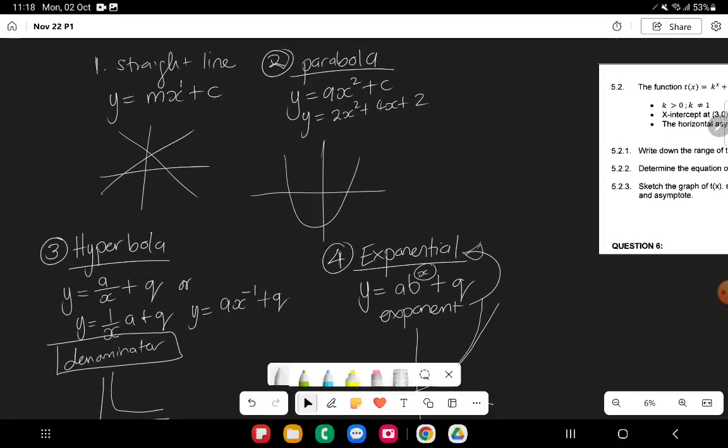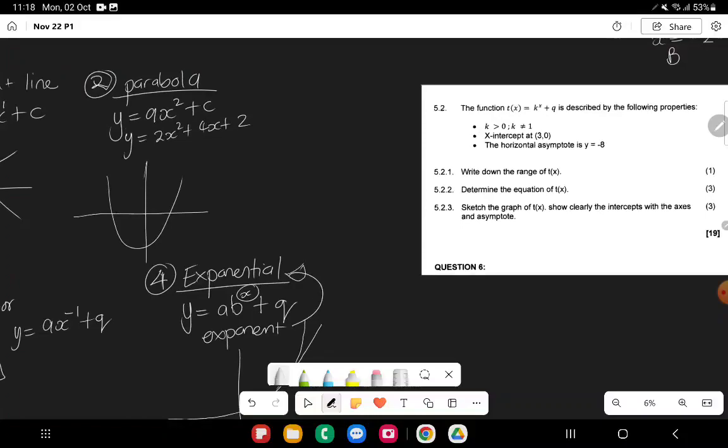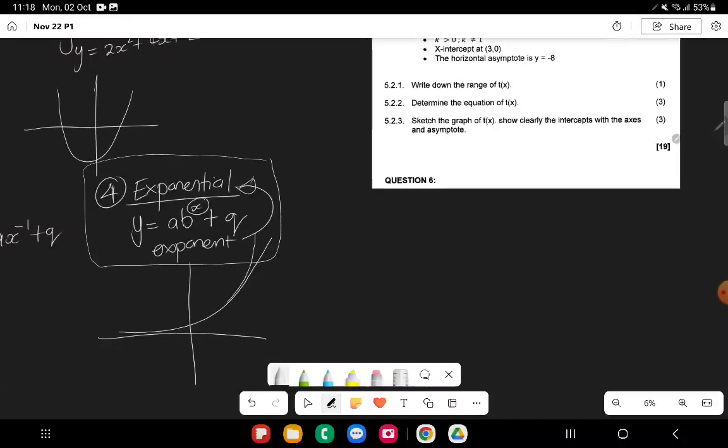The reason why I went through this is because they don't tell you what type it is, but you need to be able to identify it. So the t of x is k to the power of x plus q. Since x is an exponent, we are looking at an exponential graph. Right, we have identified we're working with an exponential graph.